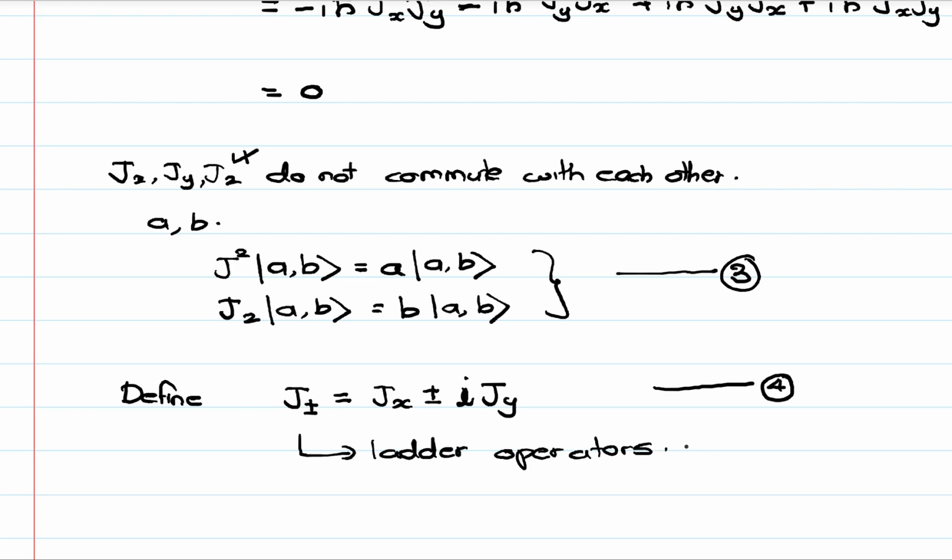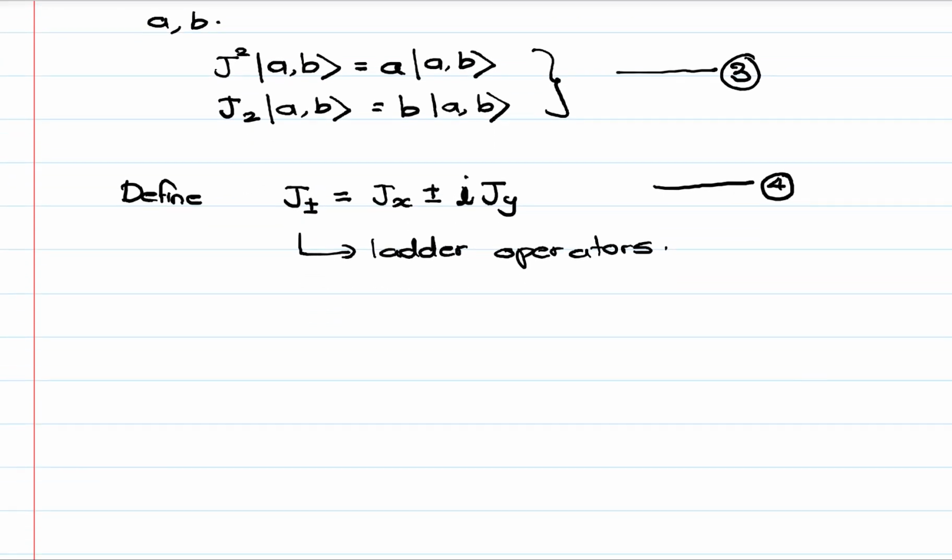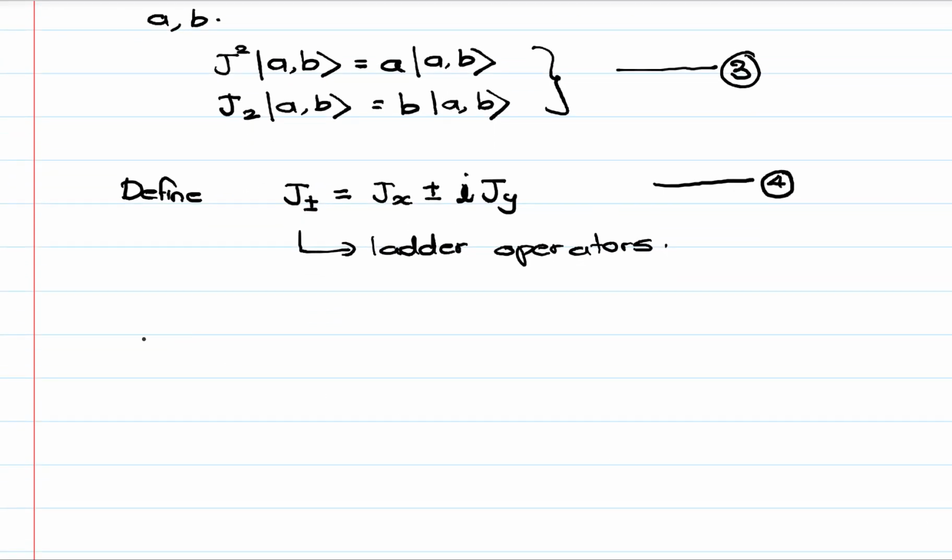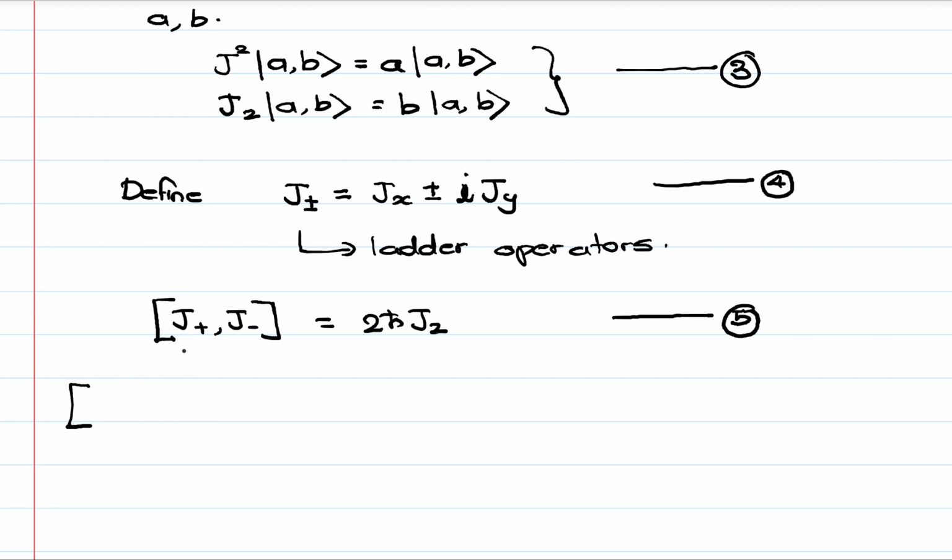Okay, now there are certain properties of the ladder operators. The ladder operators satisfy certain commutation relations. The commutation relation for the ladder operators is the commutator of j plus and j minus equal to 2 h cross jz. Equation number 5. We need to prove this. For that, let us write j plus is jx plus i jy, and j minus is jx minus i jy.